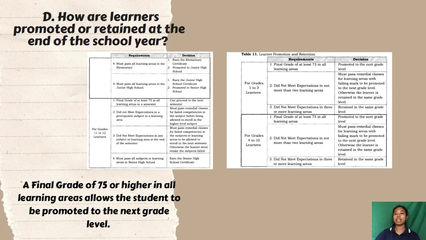The final grade at the end of the school year and the remedial class mark are averaged. This results in the recomputed final grade. If the recomputed final grade is 75 or higher, the student is promoted to the next grade level. However, students will be retained in the grade level if their recomputed final grade is below 75.